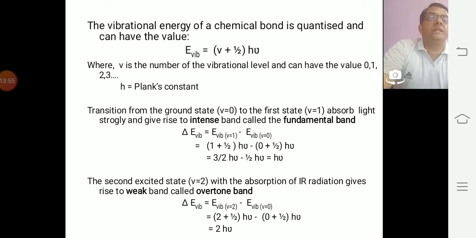And the second excited state V2, with the absorption of IR radiation, gives rise to a weak band called the overtone band, that is delta E vibrational equals E vibrational at V equal to 2 minus E vibrational at V equal to 0. When we put in these values, we get 2 h nu. It means the overtone band is a multiple of the fundamental band, either double, triple, etc.